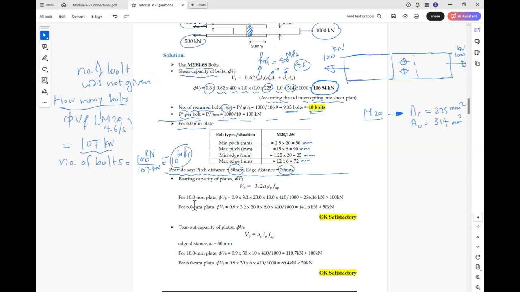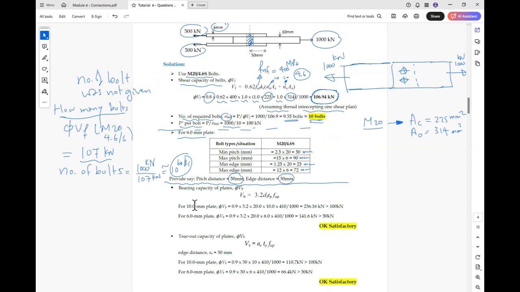So this is for the bolts themselves, the number of bolts, the pitch and so on. Then we need to check the bearing capacity of the plates. Is there any tension force on these bolts? Because we designed the bolts for tension or shear. So are these bolts only under shear, or under tension and shear?